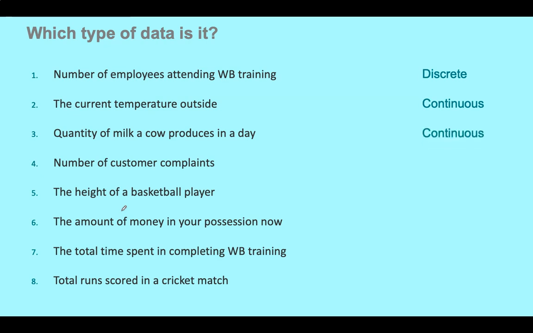Number of customer complaints, discrete. Height of a basketball player is continuous data. Amount of money in your possession now is discrete. Total time spent in completing webinar training is continuous data. Total runs scored in a cricket match is discrete data. So this covers the different types of data, and in the next session we'll talk more about descriptive statistics.